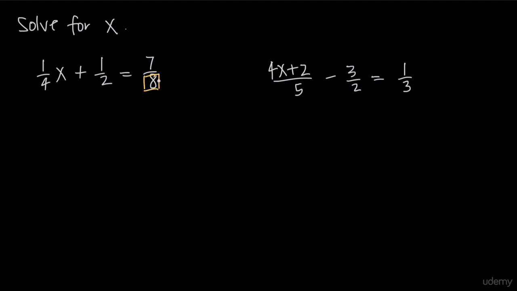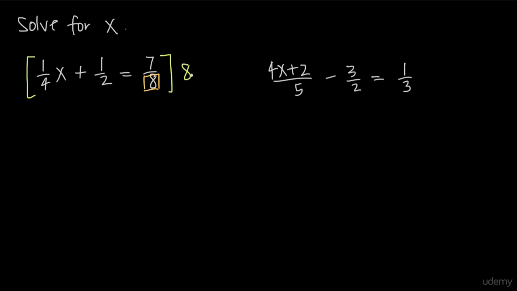Then we want to look at the multiples of 8 and find the smallest multiple of 8 that both 4 and 2 will go into. So in this case, if we do 8 times 1, that's 8. 4 goes into 8 2 times, and 2 goes into 8 4 times. So 8 times 1 is the smallest multiple of 8 that 4 and 2 will both go into. That means we want to multiply both sides of this equation by 8, that multiple.